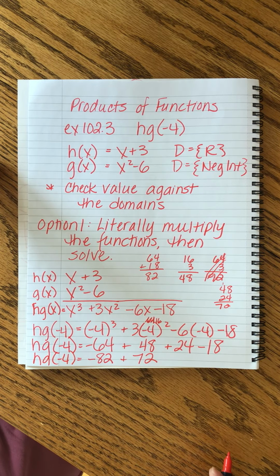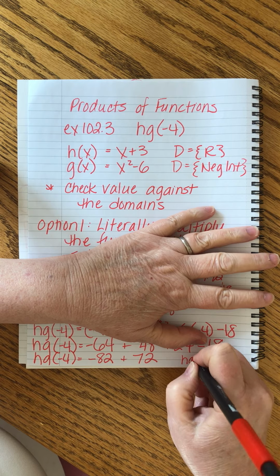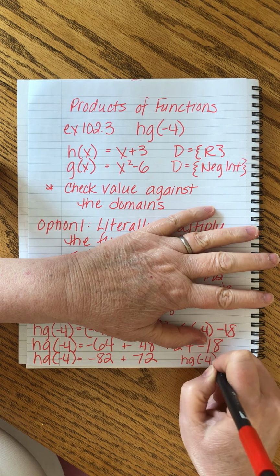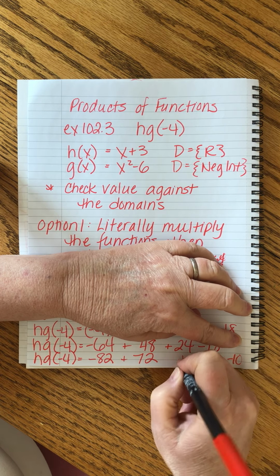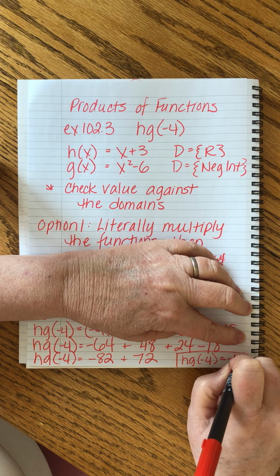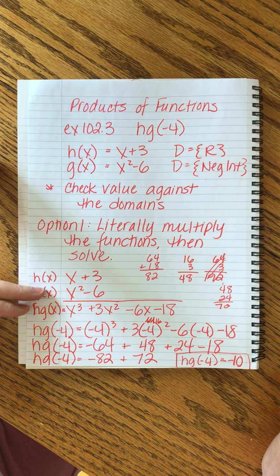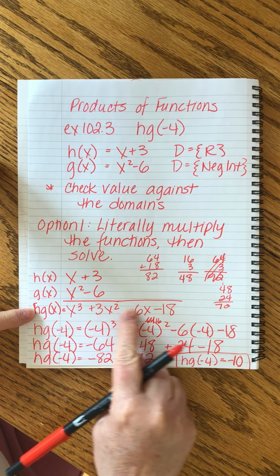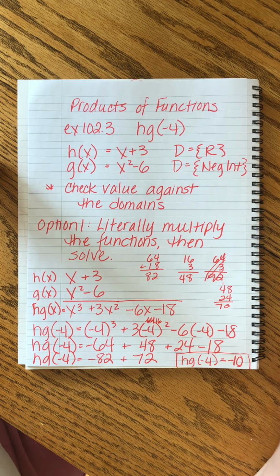So I'm going to write my answer right here. The h times g of minus 4 equals negative 10. That's the right answer, and we did it. We got it by literally multiplying the functions together and then inserting our value into that expression.